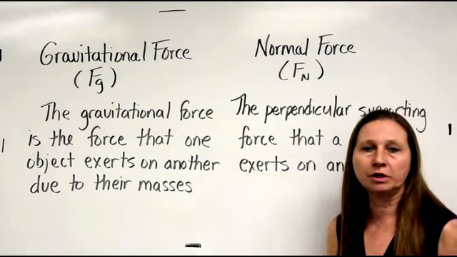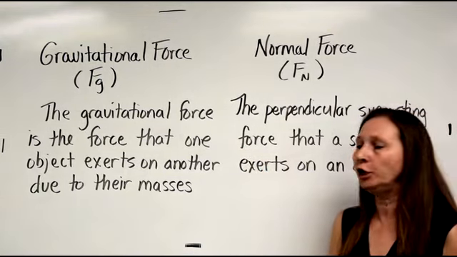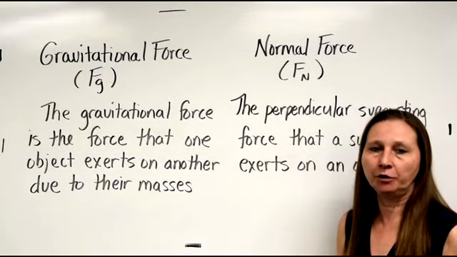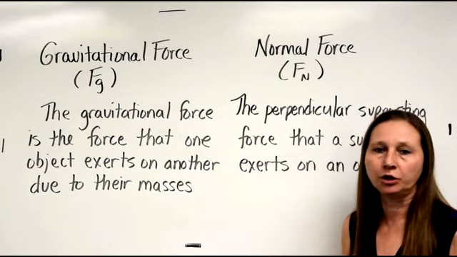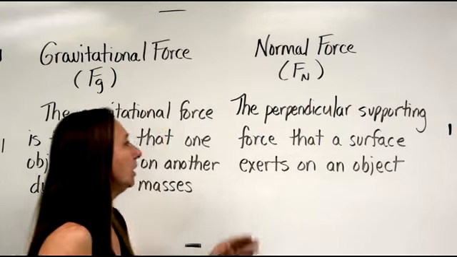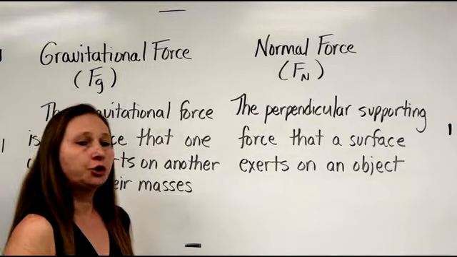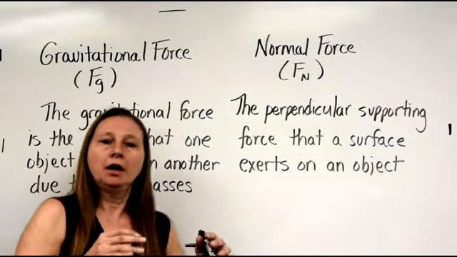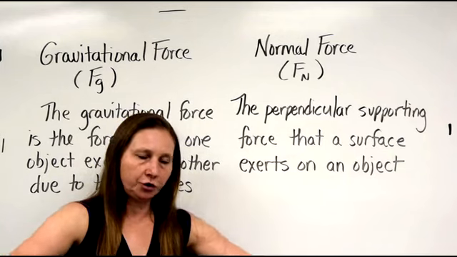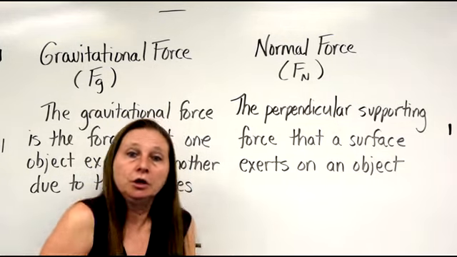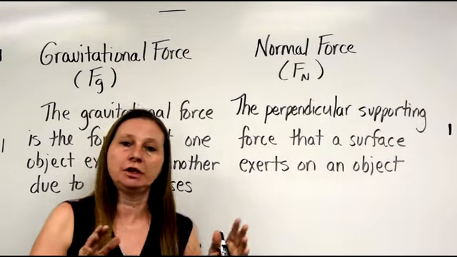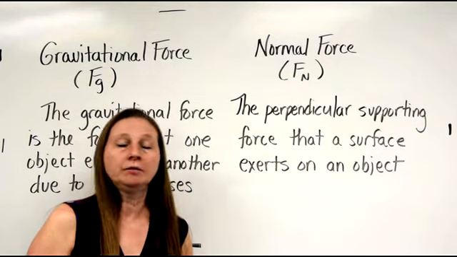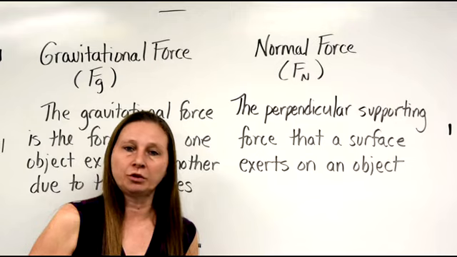The gravitational force is defined as the force that one object exerts on another due to their masses. Both objects have mass, therefore they exert a gravitational force on each other. The normal force is a perpendicular force that a surface exerts on an object. So the object is resting on the surface and the surface attempts to support the object. If the normal force is great enough, the object will not break through the surface. If the normal force is not strong enough, then the object will break through or sink into the surface.